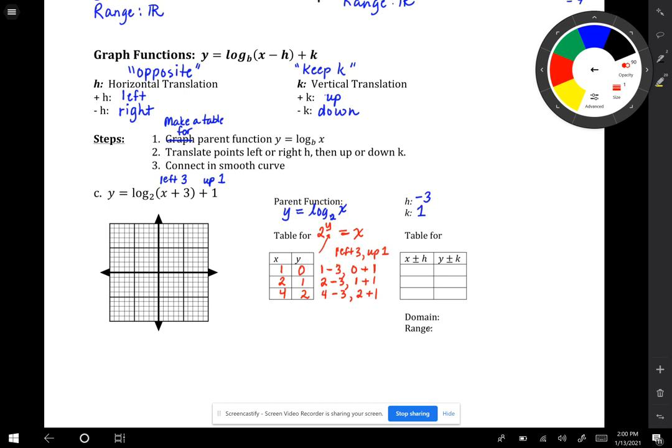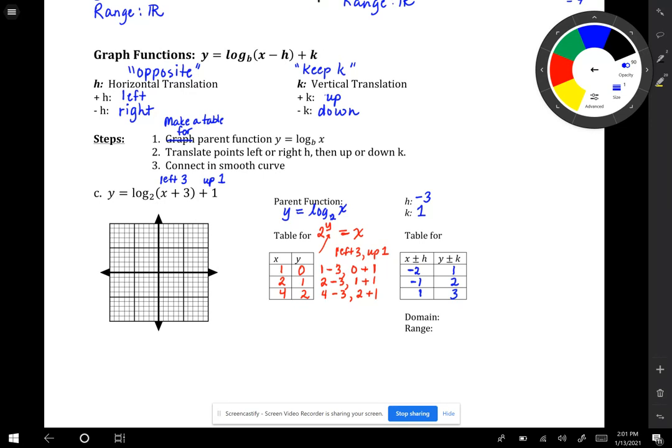So 1 minus 3 is negative 2, 0 plus 1 is 1. 2 minus 3 is negative 1, 1 plus 1 is 2, 4 minus 3 is 1, and 2 plus 1 is 3. And we are going to use those as our graphs.